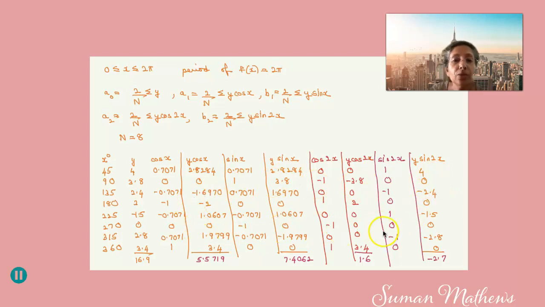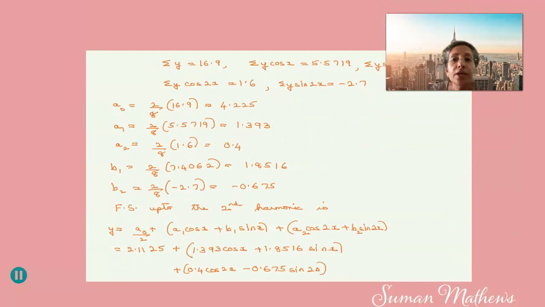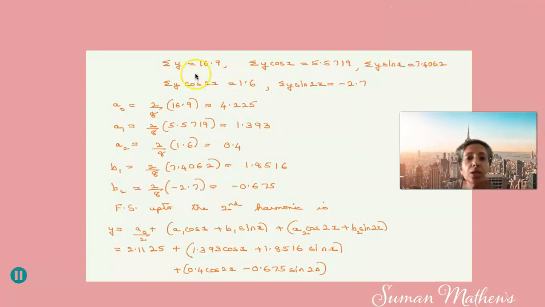So likewise we calculate everything and we have the sum of y, the sum of y cos x, the sum of y sin x, the sum of y cos 2x, and the sum of y sin 2x. And now we have summation y equal to 16.9. We have these values from the previous slide. Summation y cos x is 5.5719. Summation y sin x is 7.4062. Summation y cos 2x is 1.6. Summation y sin 2x is minus 2.7.